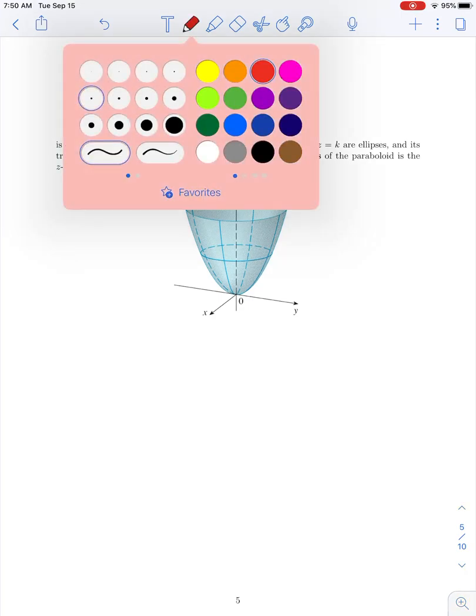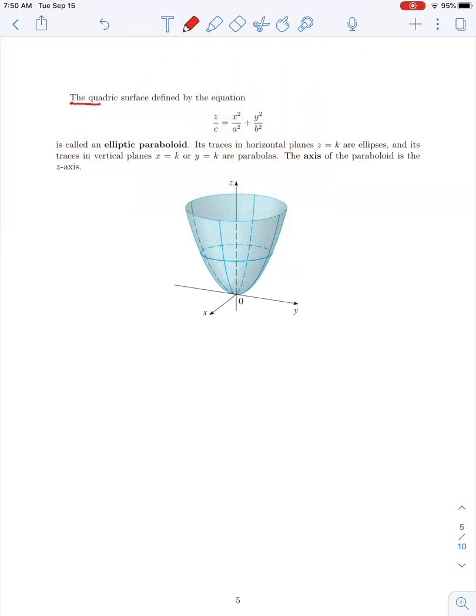The next type of quadric surface that we'll discuss would be one defined by an equation of the form z over c is the sum of x squared over a squared plus y squared over b squared. So here, if we have, say, one variable, only involving the first power, equal to a sum of squares of our other 2 variables, then we get something called an elliptic paraboloid.